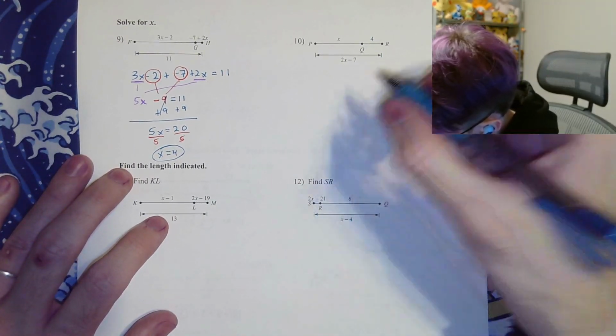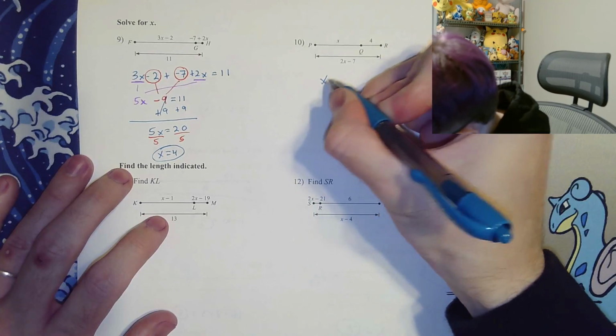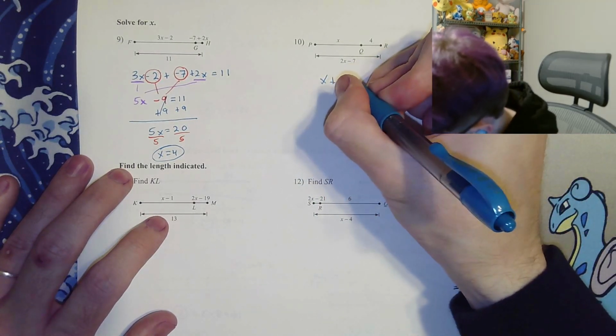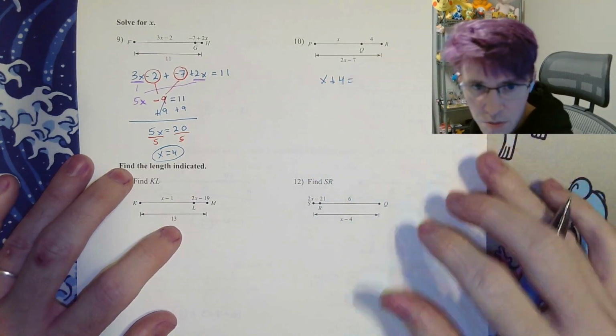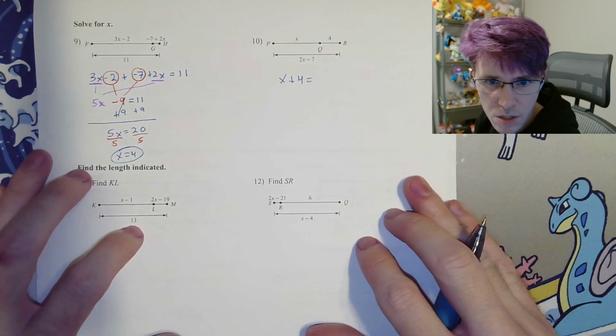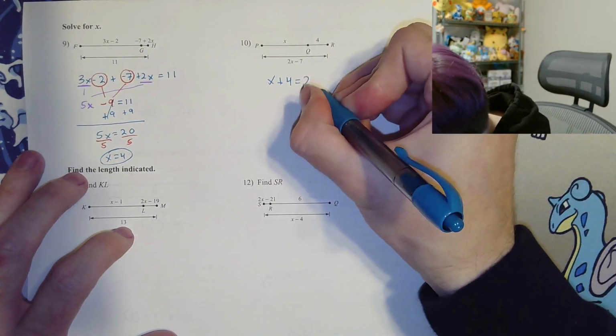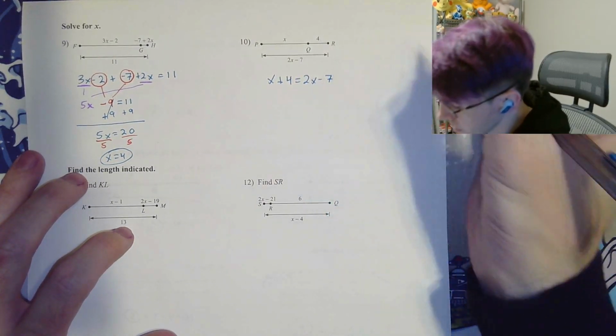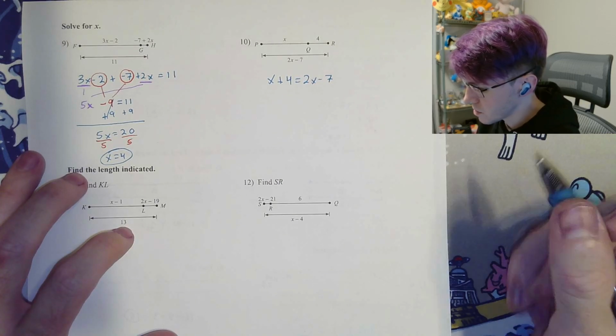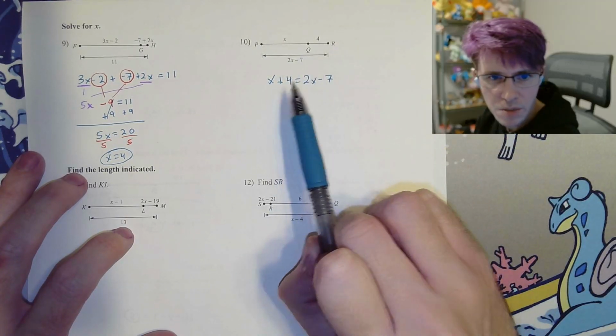Let's do question number 10. In question number 10, it's the same exact concept. We're going to have that x, and we're going to add 4 to it. That's going to give you 2x minus 7. I want to make sure I don't go off the page, so let's scroll this over here. So we had the x plus the 4 is equal to 2x minus 7.